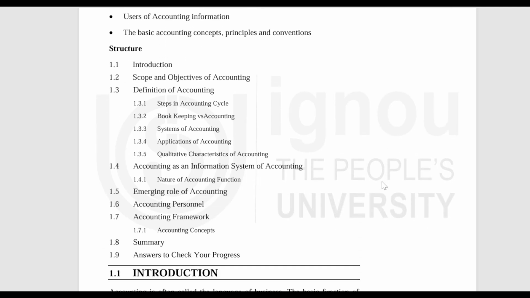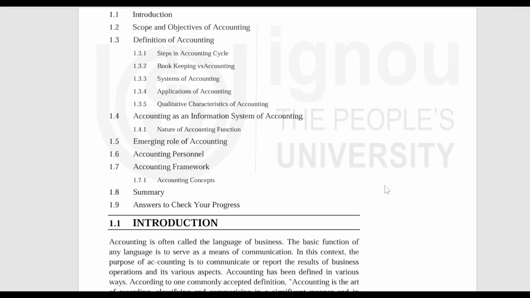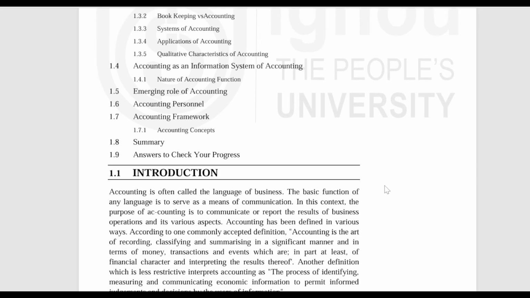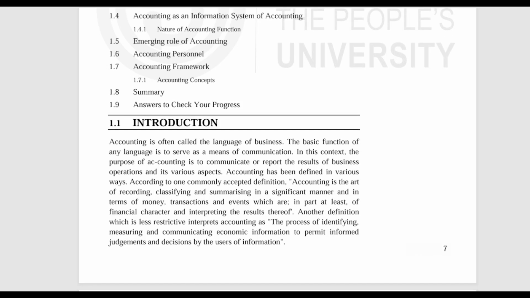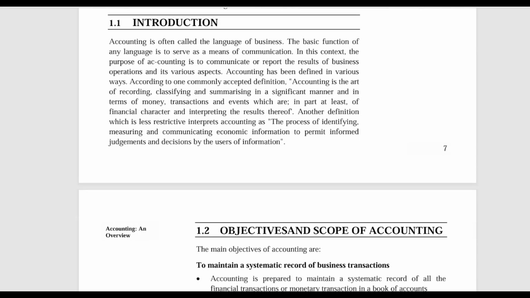The structure of this unit is: there is an introduction, scope and objectives of accounting, definition of accounting, that is under steps in accounting cycle, bookkeeping versus accounting, systems of accounting, applications of accounting, qualitative characteristics of accounting, and accounting as an information system, nature of accounting function, and the emerging role of accounting, accounting personnel, accounting framework. Under this, accounting concepts are there, and there is a summary also, and the progress questions related to this chapter. Okay, and let's begin with the introduction part of this unit.